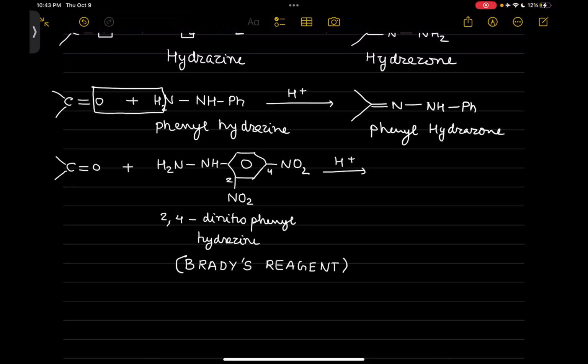Do remember it. Very, very important to remember it. It's the Brady's reagent. And the product has the same name but just the last part, instead of writing 2,4-dinitrophenylhydrazine, we are going to make it 2,4-dinitrophenylhydrazone. Got it?